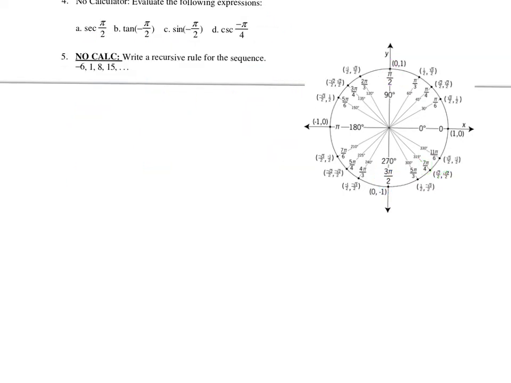All right, next up, we're writing a recursive formula for this, and so we just need to describe the pattern here. So I see it's a plus 7 pattern. So I'm going to say a sub n equals a sub n minus 1 plus 7, just describing that plus 7 pattern. Also, though, on recursive, we always have to state a sub 1, which in this case is negative 6.